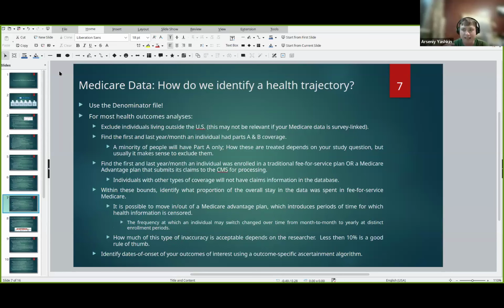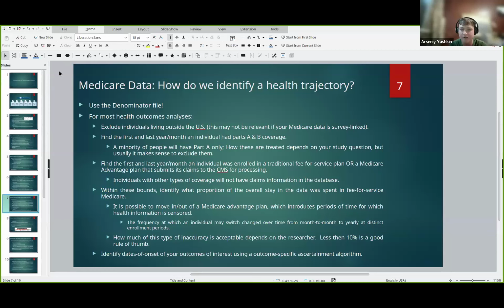So again, I talked a little bit about there being two axes to the passage of time in our sense, a person aging and the calendar years ticking. So just quickly, if you've never worked with such data before, how can you identify a health trajectory that's useful? Well, you can use the denominator file. And if you have more than one denominator file, it's great to take a look at all of them.